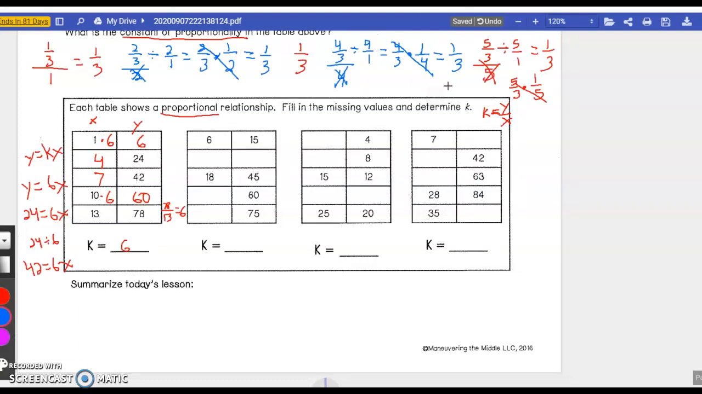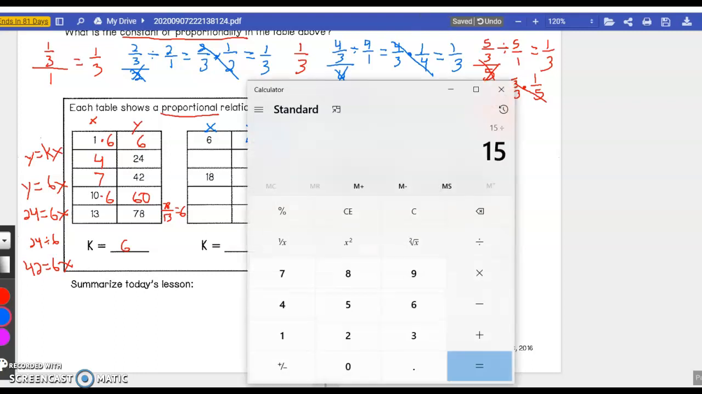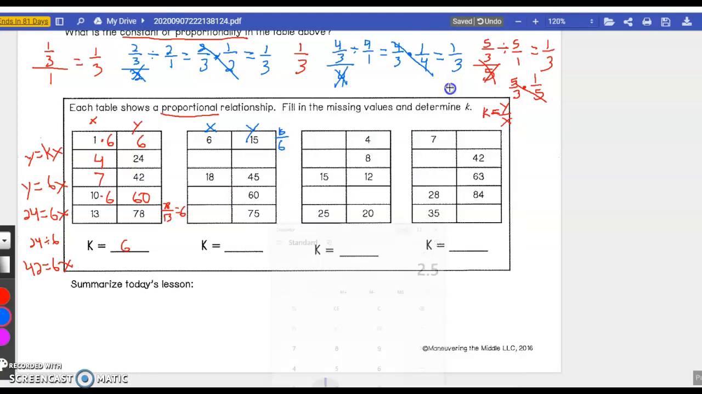Okay, so for these, you have to just find the column you know. And here we know 2 of them. So this is my x column, this is my y. 15 divided by 6, 2.5. Is it okay to have a decimal? Sure is.